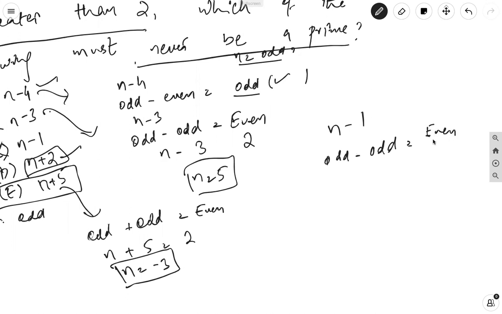And there is only one even prime number, that is 2. So n minus 1 is 2, so n comes out to be 3. And 3 is a prime number. That's why we just ruled out C.